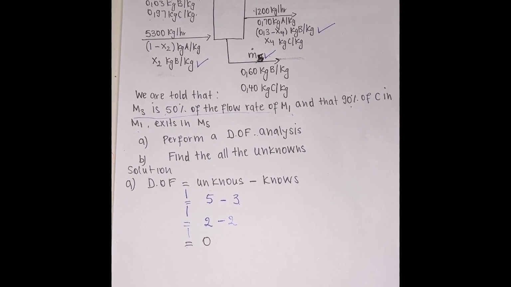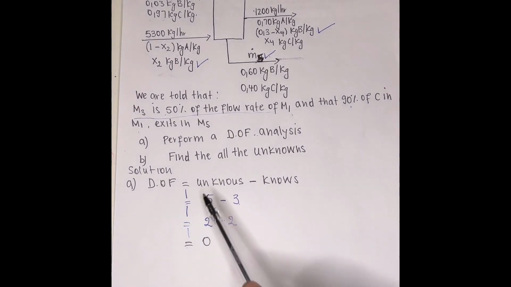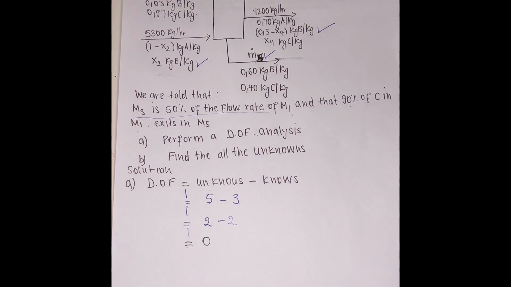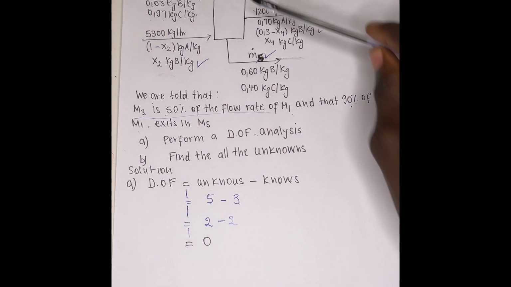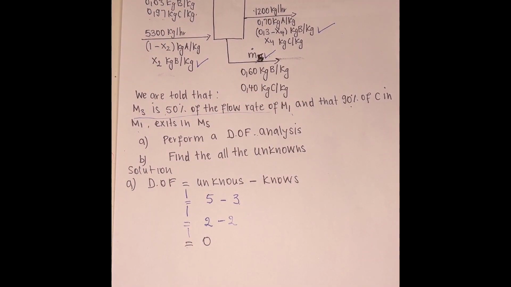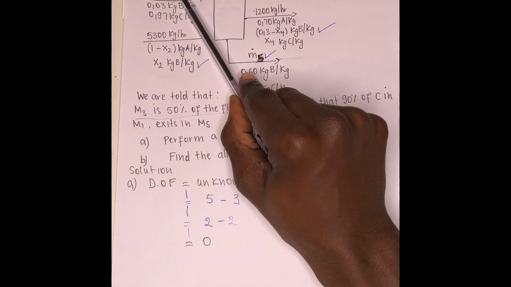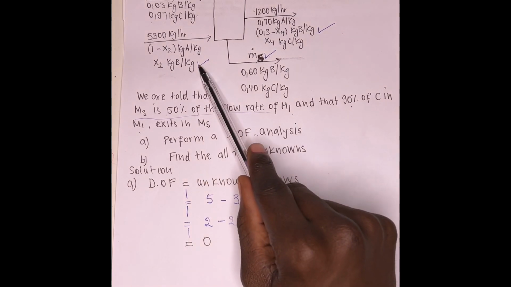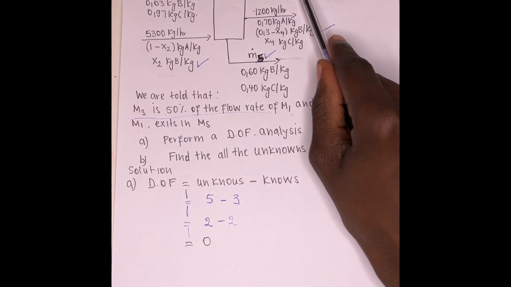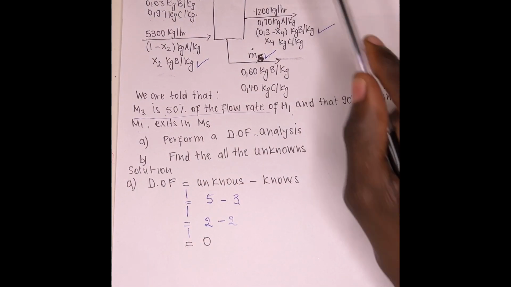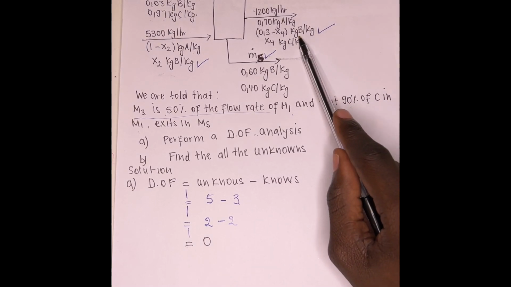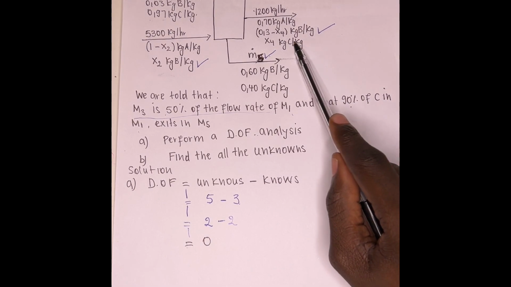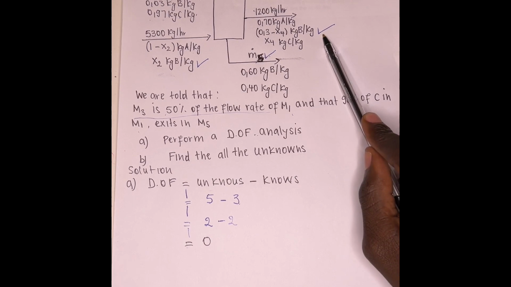Guys, what do we say there? We say degree of freedom is unknowns minus knowns. And how do we see the unknowns? From the sketch, we can see we have this N1, we don't have the value, so it's unknown. This X2, we don't have the value, it's also unknown. This M3 is unknown. And here we don't know B. You can even say C is unknown.